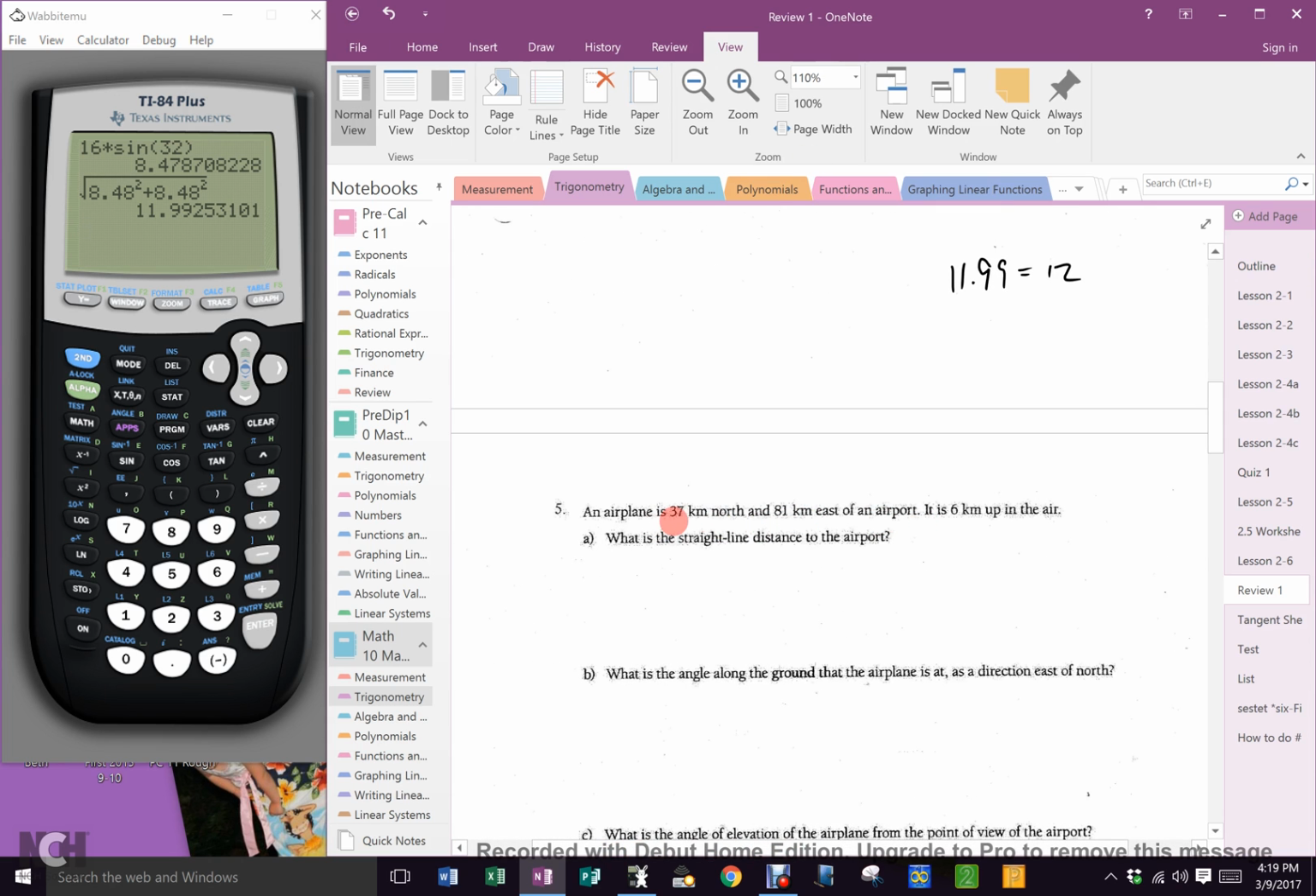Okay, the airplane is 37 kilometers north and 81 kilometers east.